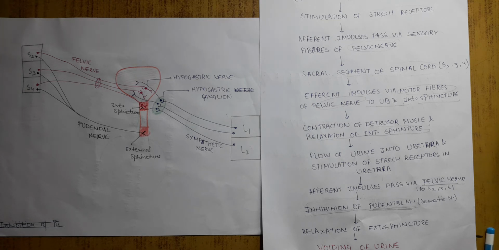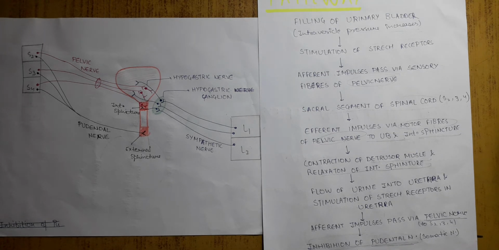And the third one is sympathetic nerve. So sympathetic nerve will cause relaxation of detrusor muscle and constriction of internal sphincter. It results in the filling of urinary bladder. So these are the three innervations of the urinary bladder and its sphincter. So now we come to the pathway.